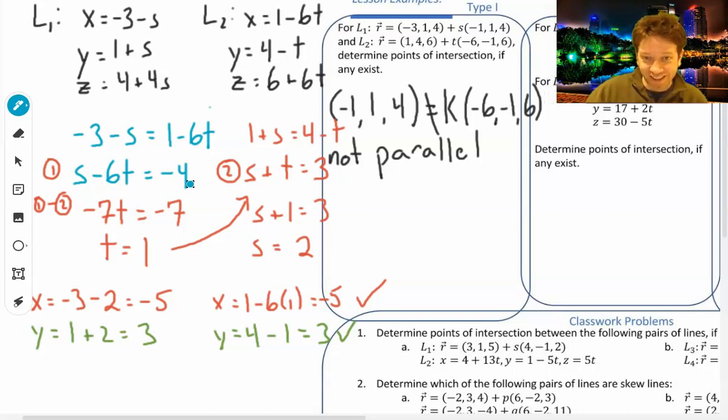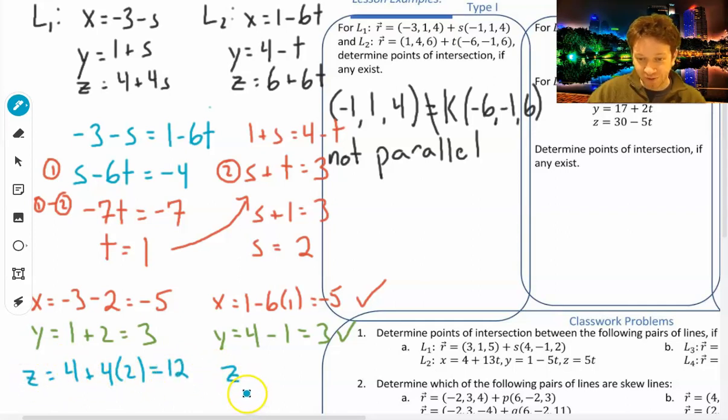So let's look at that. If we look at z for line 1, it is 4 plus 4s. So 4 plus 4, and s is 2. All right, well, 4 plus 8, that gives us 12. And what about for line 2? This is line 1. This is line 2. So for line 2, we have 6 plus 6t, and t is 1. So we get 12.